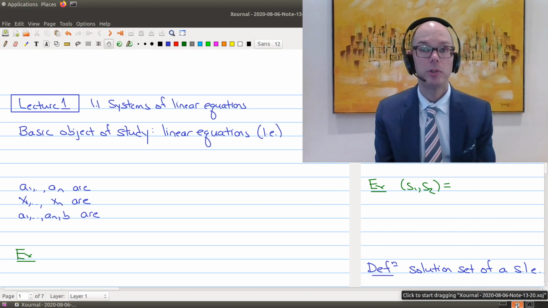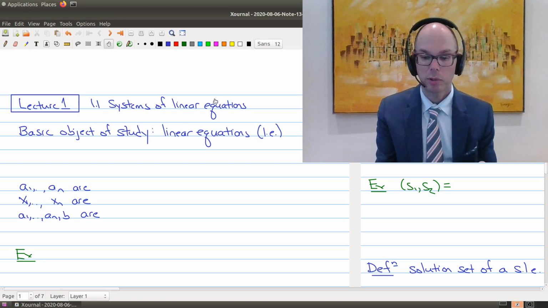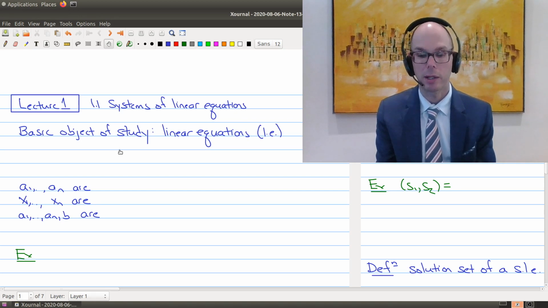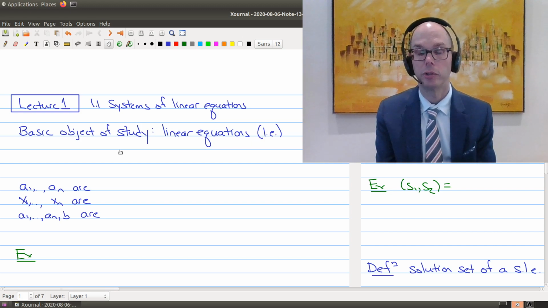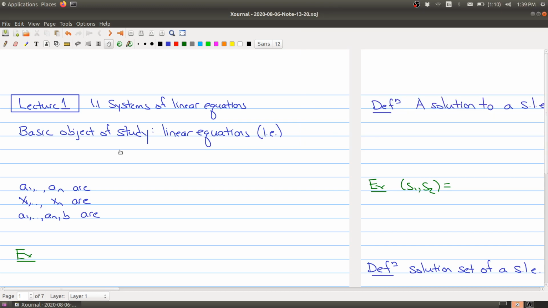We're going to start today with lecture 1, talking about systems of linear equations. So I'm going to start off by explaining the basic object of study, linear equations. Today's lecture is more to give you a feel of what we're going to be doing in linear algebra. And then we're going to dive deeper into some of the topics when we move on to lecture 2. So let's make myself disappear here, and we can formally start our lecture for today.